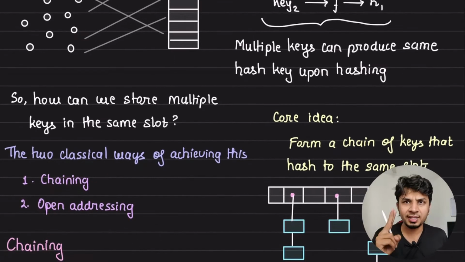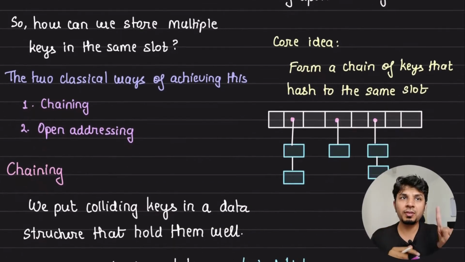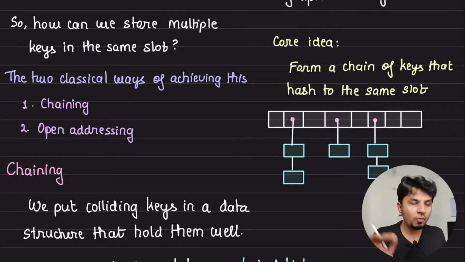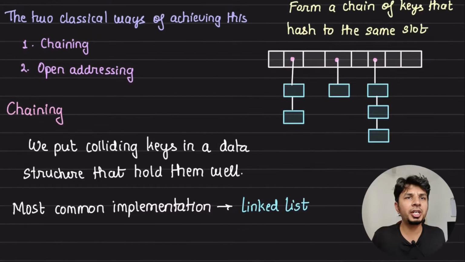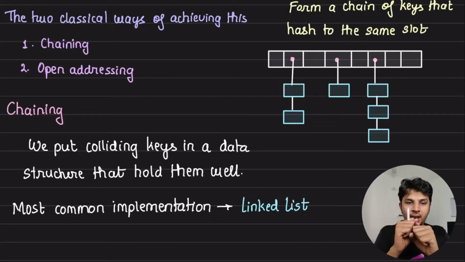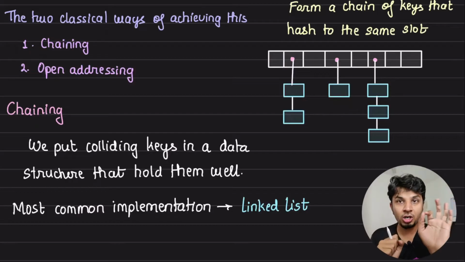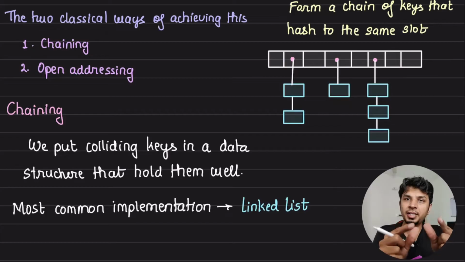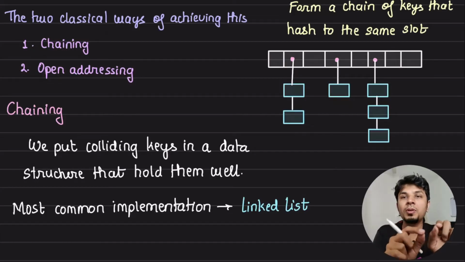There are 2 classical ways of achieving it. The first one is called chaining. The second one is called open addressing. In this video, we'll be focusing on chaining. Right? What is the core idea? The core idea of chaining is that we put the colliding keys in a data structure and hold them well. For example, if 2 keys are slotted in the same slot of an array, instead of one overwriting the other, we would use an auxiliary data structure in which we can accommodate both the keys hashed to the same slot.